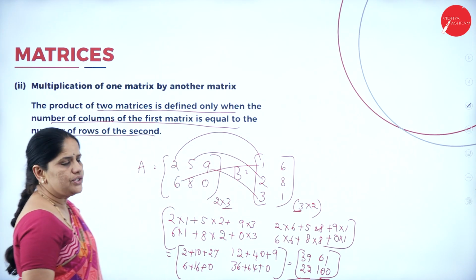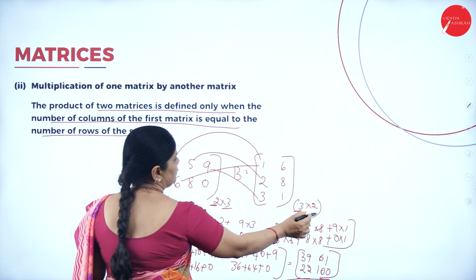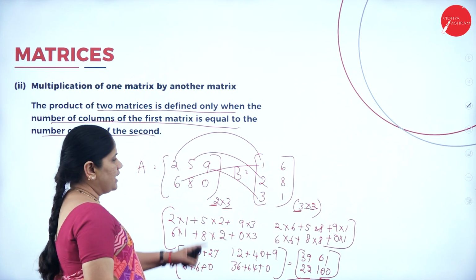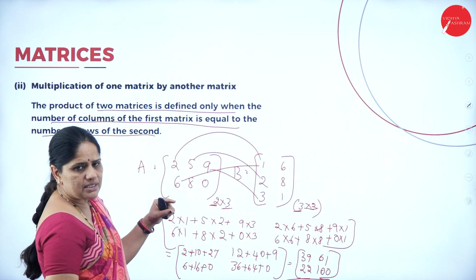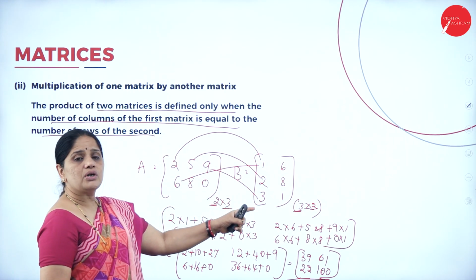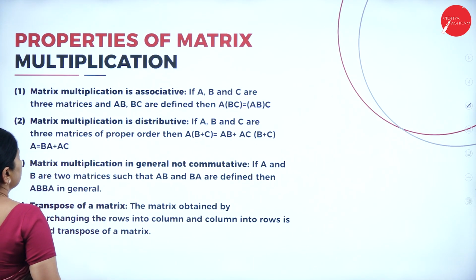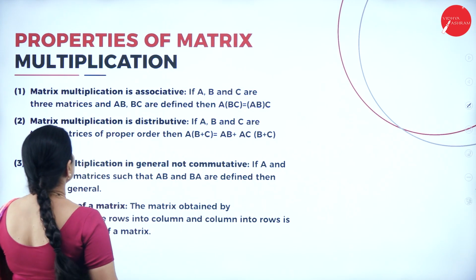So we have to do this. So we get a matrix of order 2 by 2. So whenever we have multiplication of matrices, the columns of the first matrix should be equal to the rows of the second matrix. Then next, properties of matrix multiplication.